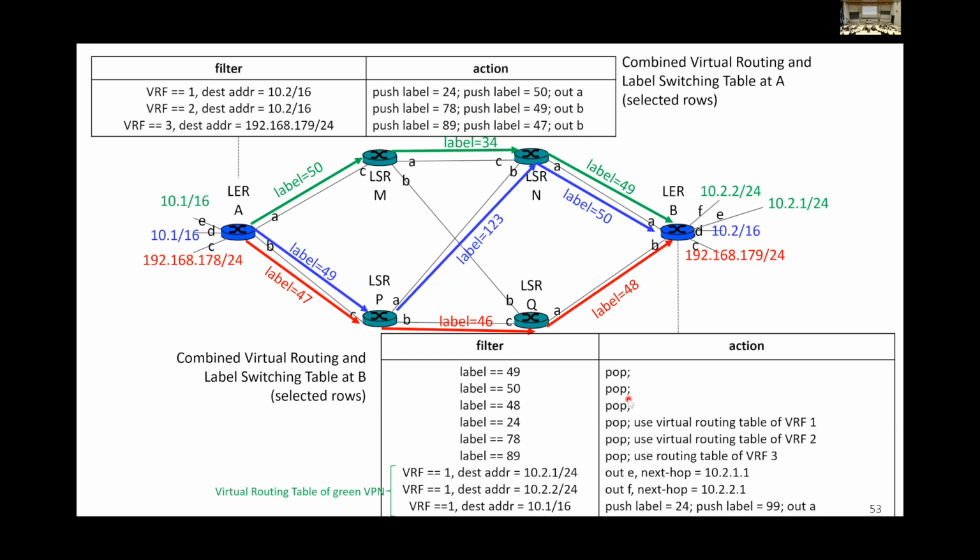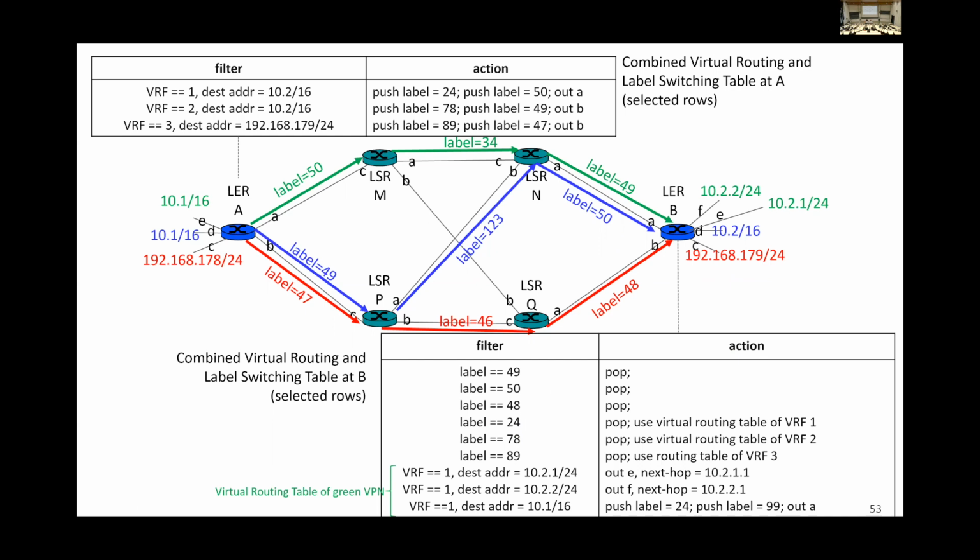Remove the label, and then that was the outside label. What remains is the inside label, and the inside label identified the virtual private network, which was 78. So I remove this, and we do something that we're familiar with, recursive table lookup.